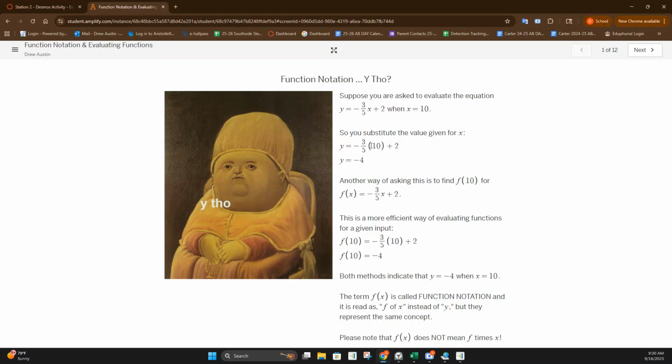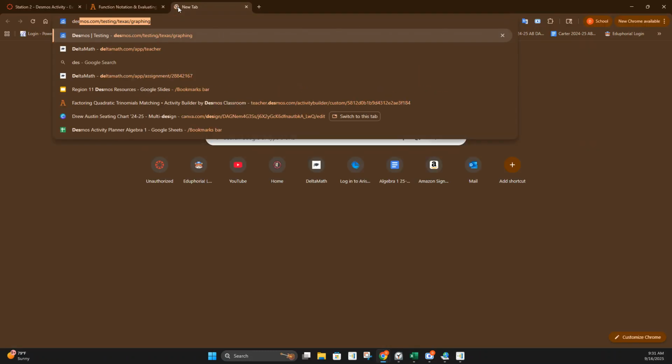So you substitute in for x: negative 3 over 5 times 10 plus 2. You type that into Desmos, so you get negative 4. There's another way to find this, and you can use f of x for 10 for this. A more efficient way is using Desmos. So what it's saying here is that we would type these lines into Desmos. So this is what this means.